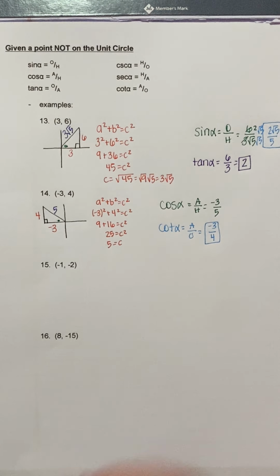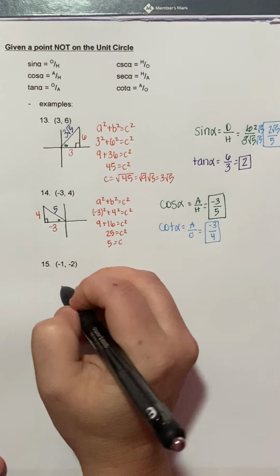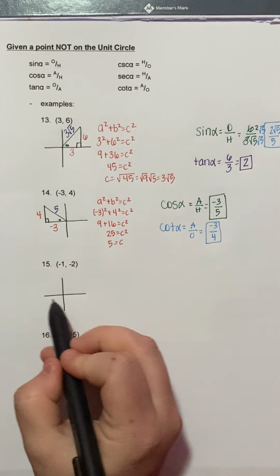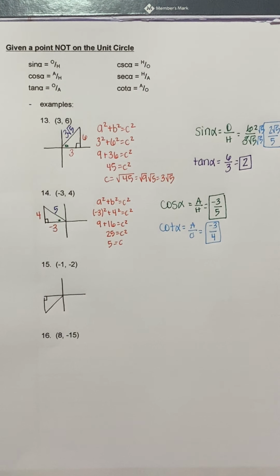All right, let's move on to the next one, number 15, so we can see one coming from all different quadrants here. All right, on number 15, everything's negative. So my x is negative and my y is negative. So this one is going to land in the third quadrant.